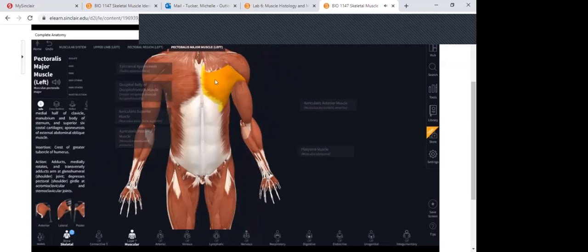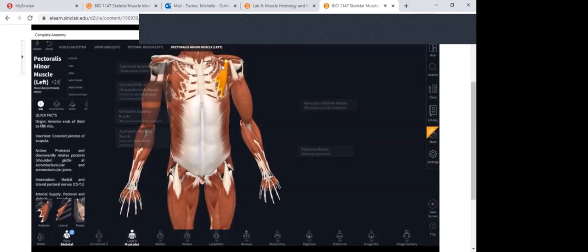If we look at the muscles of the chest, pectoralis major can both adduct and flex the arm. If we look at pectoralis minor, it has 3 points of origin, and it inserts on the coracoid process of the scapula. So it will move the scapula in an anterior or forward motion. So the pectoralis minor will move the scapula forward.